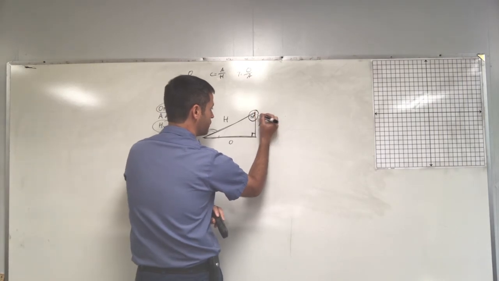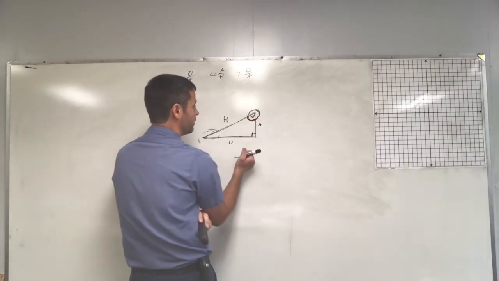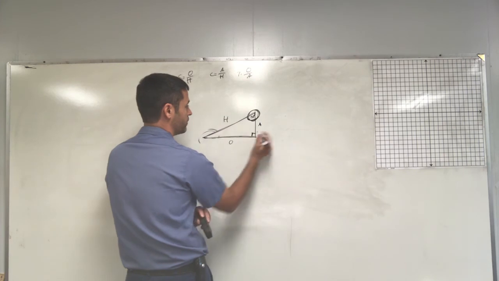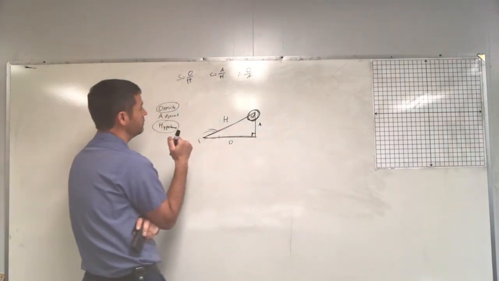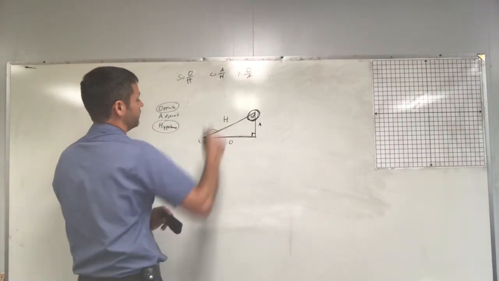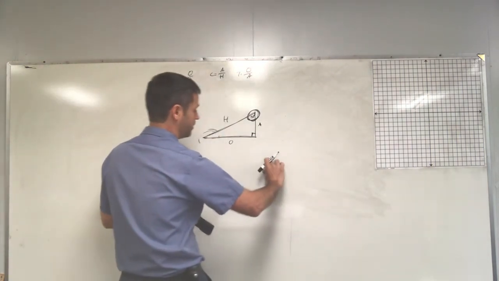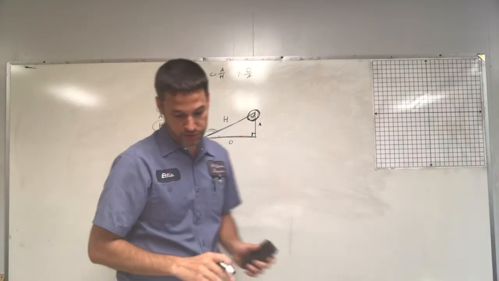Whichever angle you're looking at, you're stationed there, that's your perspective. Then the side next to it will be the adjacent, and the one that's opposite will be the O. And then you can decide sine, cosine, or tangent. Once you get that formula set up, then you have to solve for the unknown. All right, let's keep going.